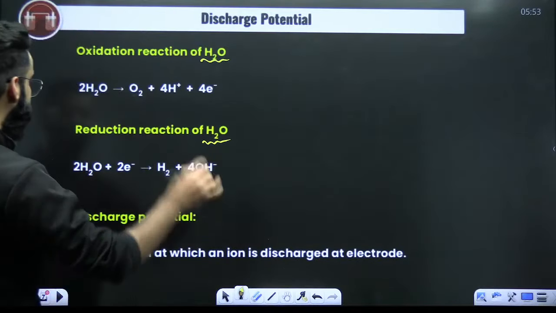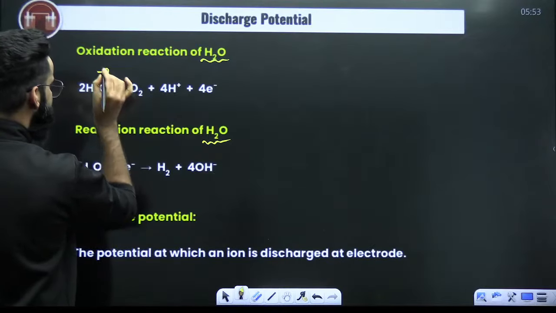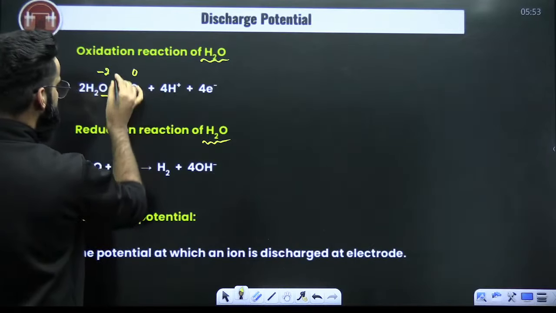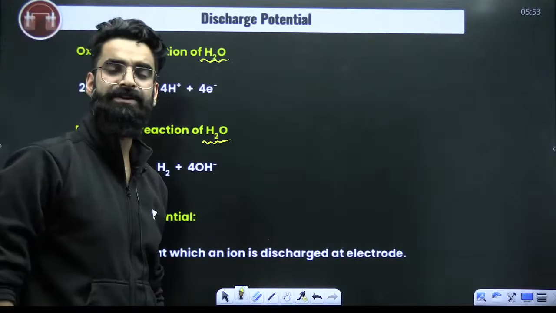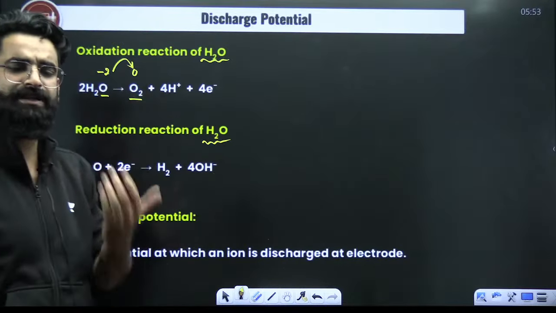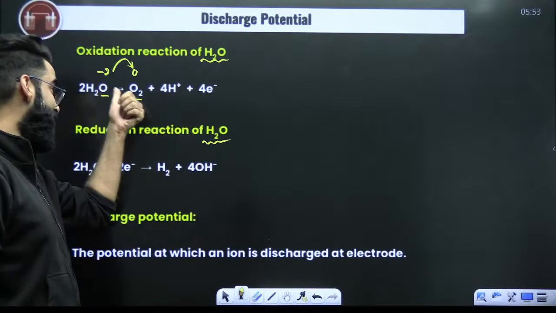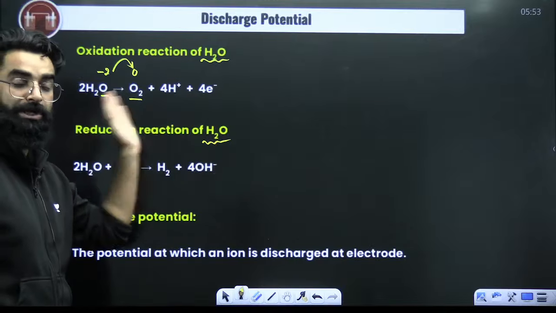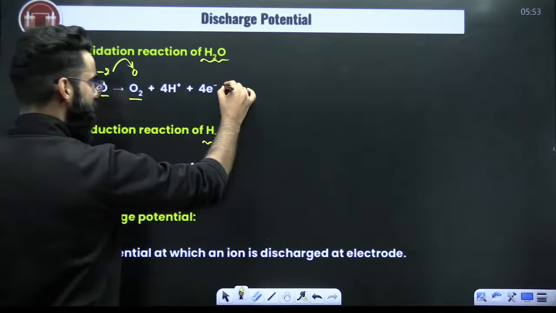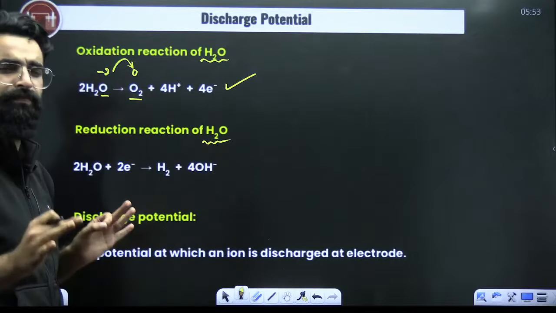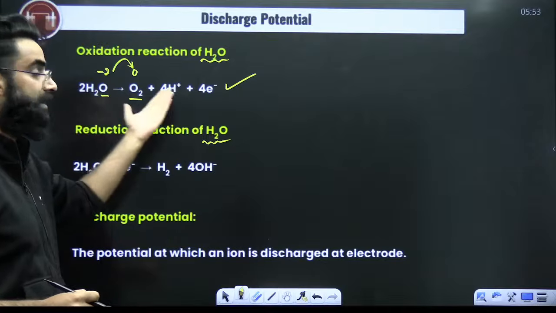Have a look, my dear students. If I ask you, what is the oxidation state of this oxygen here? It is -2. What is the oxidation state of oxygen here? It is 0. So -2 to 0 means increase in the oxidation state. Increase in the oxidation state is something which we call oxidation. Oxidation involves loss of electrons. So in this particular process, when water will be getting converted into O2, loss of electrons will happen, right? And this particular reaction, you are going to remember directly from now onwards, that too in the balanced format. This reaction is called the oxidation reaction of water.